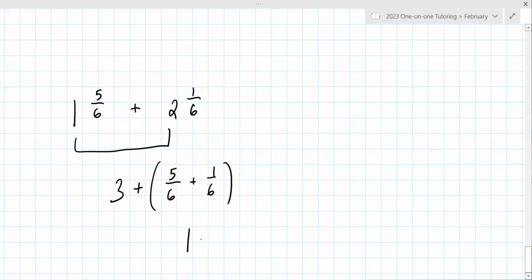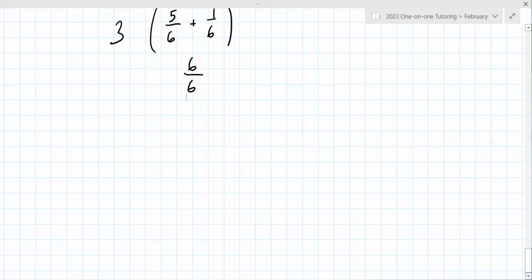So 5/6 plus 1/6 is... well, let me back up. It's not 1, it's 6 over 6. Do you agree with that? 5 plus 1 is 6. Yes. Okay. Now we haven't been talking about this, but what is 6 over 6 reduced to? 1 whole. 1 whole, yeah. Okay, so this is a good time for us to start talking about that. This is 3 plus 1 or 4. Okay, good.